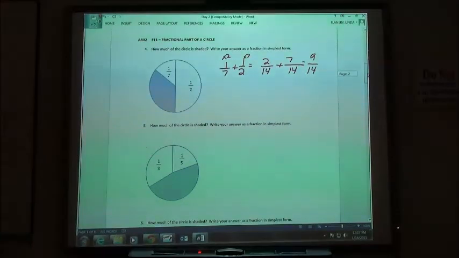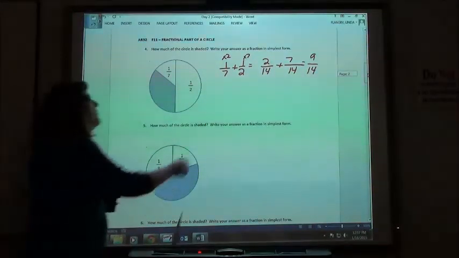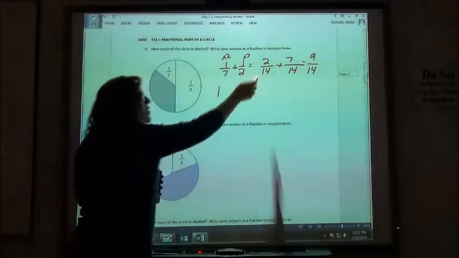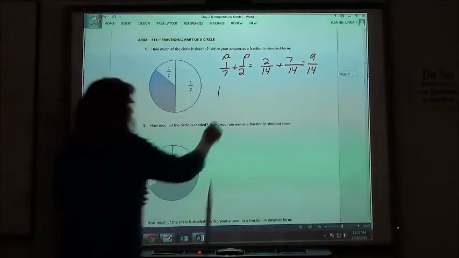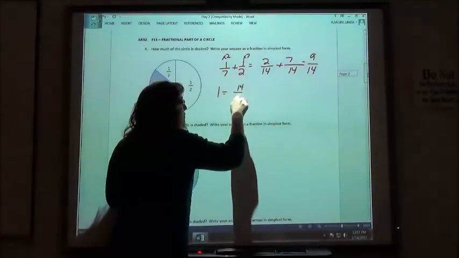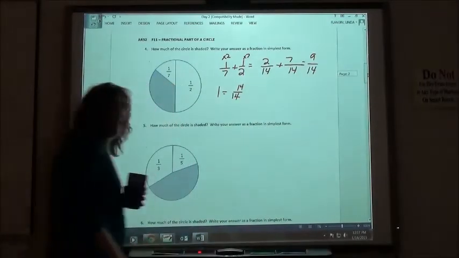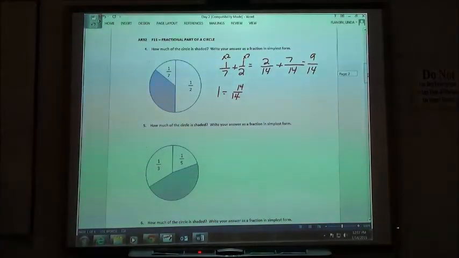Now they're going to tell you if I have one whole circle, I'm going to have the number 1. But I want to write it in terms of 14ths. Any whole number written as a fraction would be the same number over itself. 2 over 2 is equal to 1. 3 over 3 is equal to 1. Since I want to be in 14ths, 14 over 14 is equal to 1. The whole pie chart would be 14 out of 14, right?